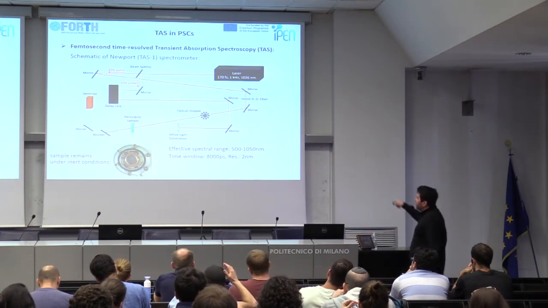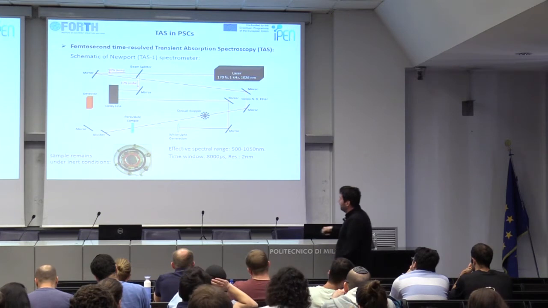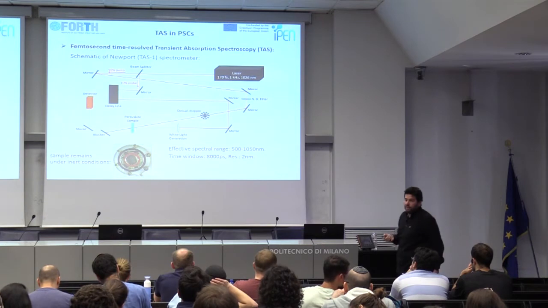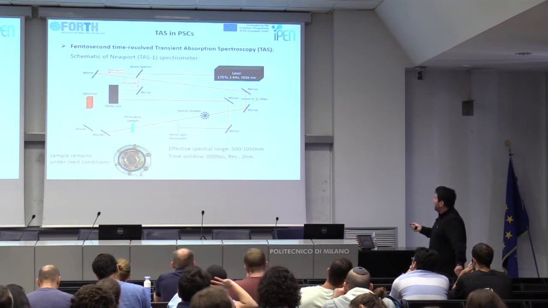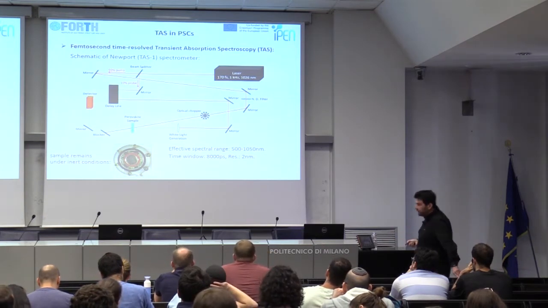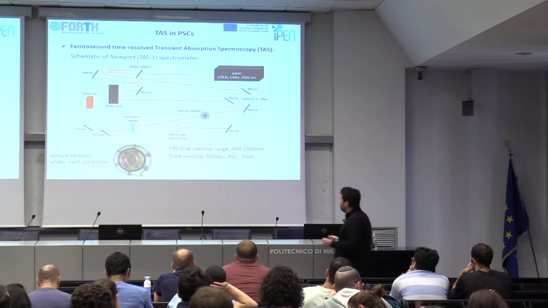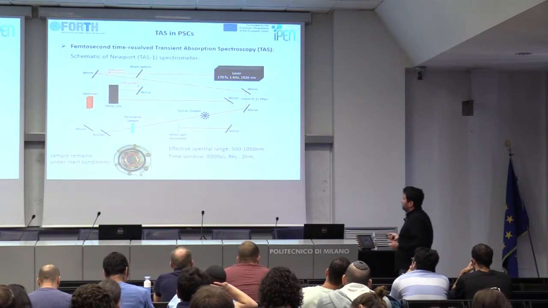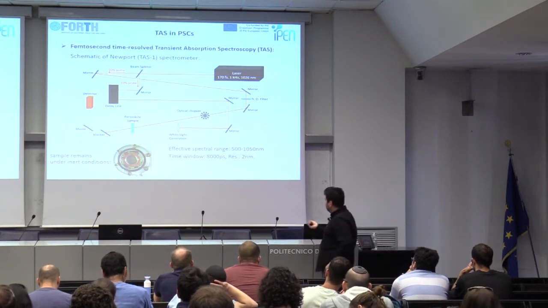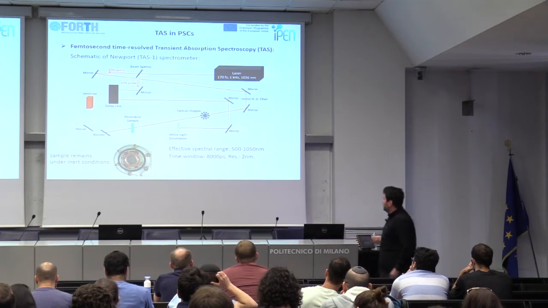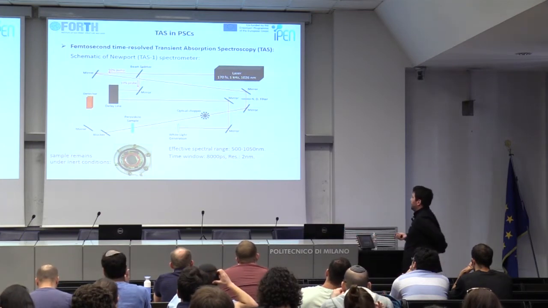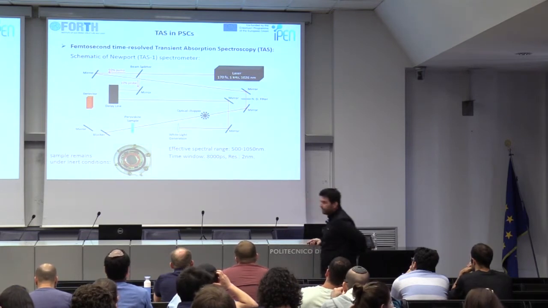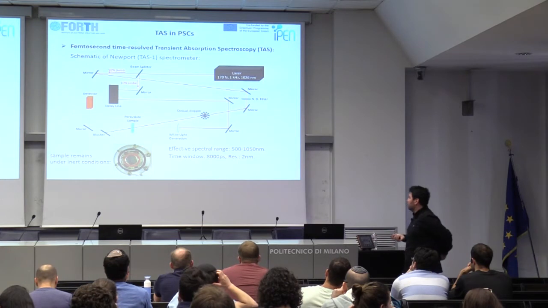On the other hand, the other 10% of the fundamental beam acts as the probe, which is directed through mirrors to a delay stage, and then is directed to a crystal in order to generate white light. And you can then have a spectral range of 500 to 1,000 nanometers of recording. And this instrument can operate with a time window up to 1,000 picoseconds with a resolution of 2 nanometers in the wavelength range.